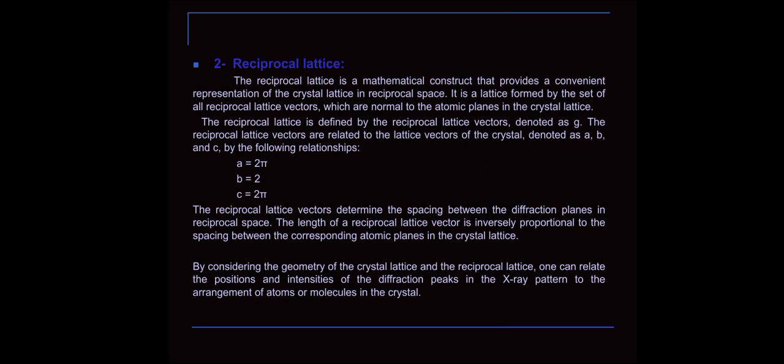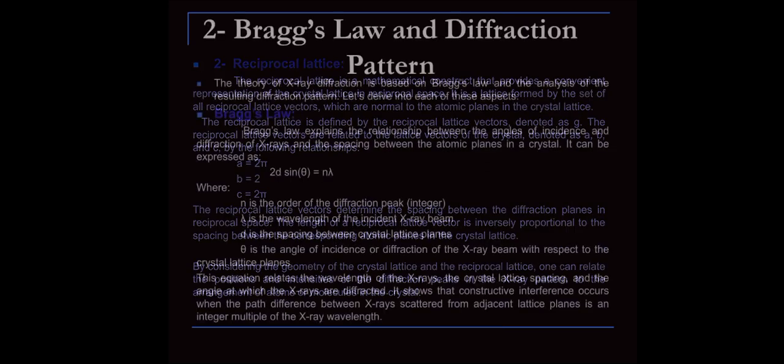The reciprocal lattice vectors determine the spacing between the diffraction planes in reciprocal space. The length of a reciprocal lattice vector is inversely proportional to the spacing between the corresponding atomic planes in the crystal lattice. By considering the geometry of the crystal lattice and the reciprocal lattice, one can relate the position and intensities of the diffraction peaks in the X-ray pattern to the arrangement of atoms or molecules in the crystal.